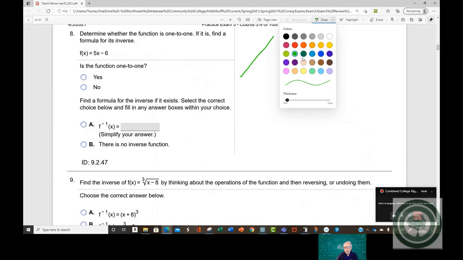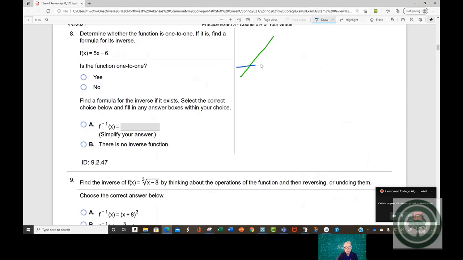Yes, it's one-to-one. Why? Because this is a straight line, a slanted line that rises like that. Of course it's one-to-one. Draw a horizontal line, a horizontal line, a horizontal line. No matter where you draw them, they are only going to intersect the green line at one point. That's the horizontal line test. It means this is a one-to-one function.